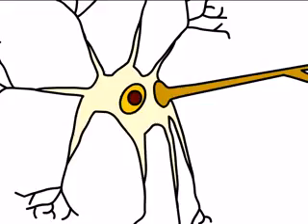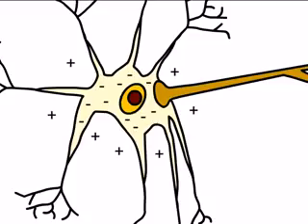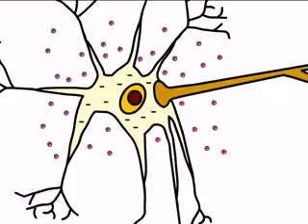Nerve cells, like all cells, have a membrane potential. The inside of the cell is negatively charged, while the outside is positive. This separation of charge is due to the concentration of positively charged sodium and potassium ions outside the cell and negatively charged proteins inside the cell.